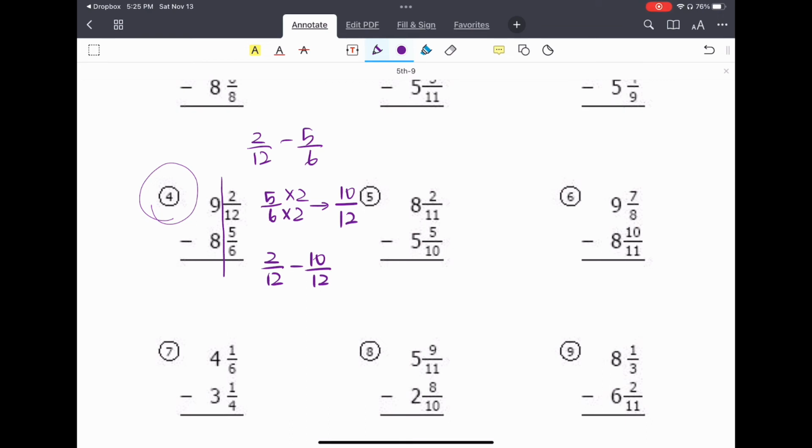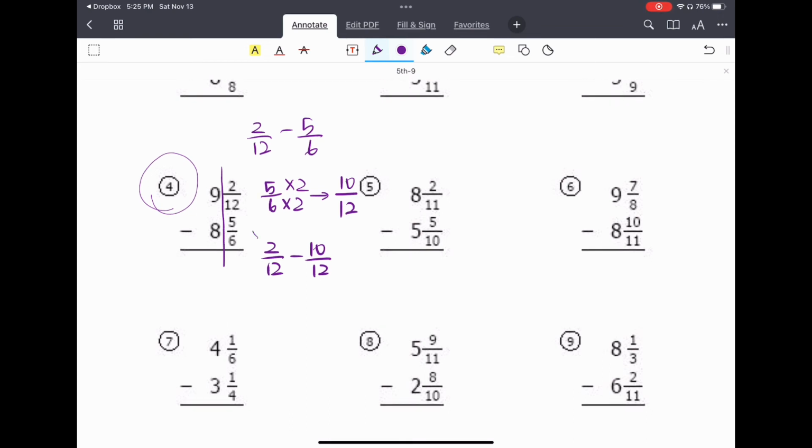But the thing is, 2/12 comes from 9 2/12. So it's going to be kind of like grouping. We're going to take the 1 from the whole number. So we're going to change 9 to an 8. And that 1 is going to be added into 2/12. So what's happening right now is 2/12 plus 1. So we took the 1 from the 9 and changed it to an 8. And we moved the 1 to the fraction over here. So 2/12 receives the 1 that we took away from the 9.